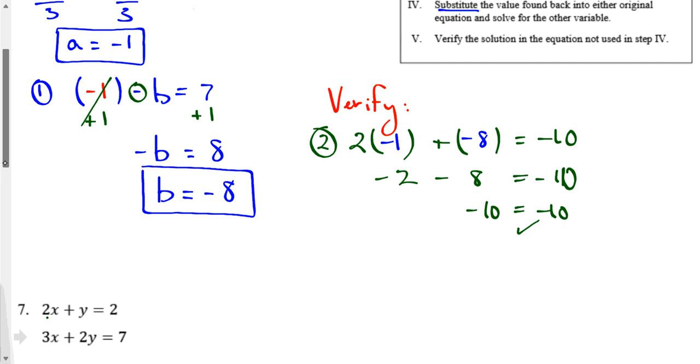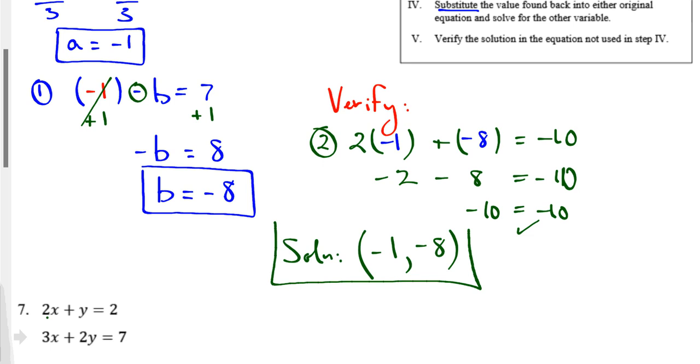If we wanted to write the solution as an ordered pair, we don't have an x and y. So typically what we will do in this situation is we'll put the variables in alphabetical order. So the a first, negative 1, and then the b, which is negative 8. If you have any questions about that, you can pause the video here and review the steps in that process. But for the rest of us, we will continue on to question number 7.